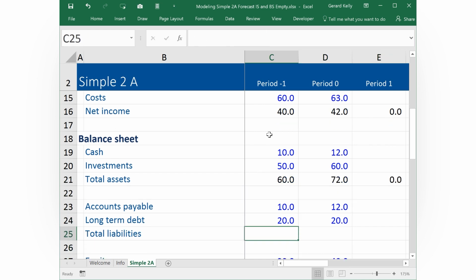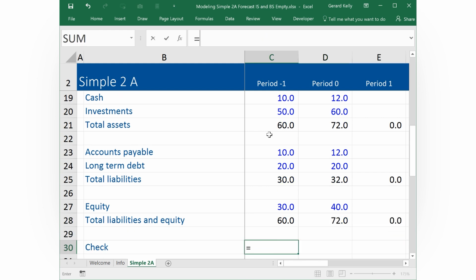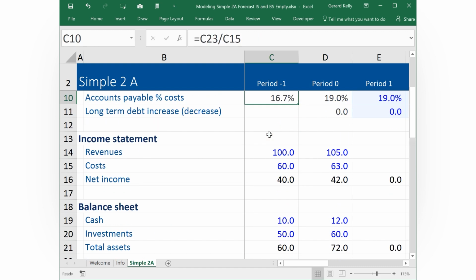Same for my total liabilities, sum them up, copy to the right. And for my total liabilities and equity, I write the sum formula in manually. I sum up total liabilities and the equity figure. Copy to the right. Let's check that it balances. So I take my total liabilities and equity, subtract the assets. I hope for a 0. Yes, I do get a 0. It balances every period. So I've done all of my historical figures now.